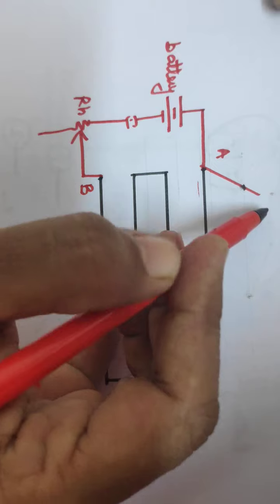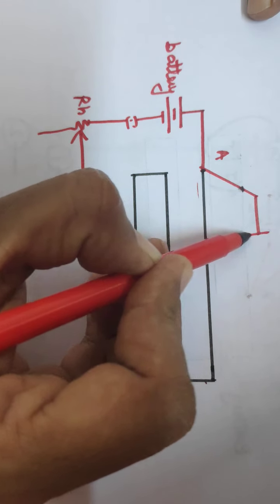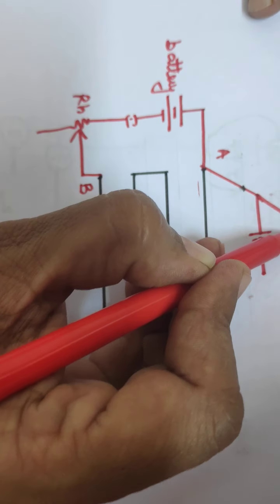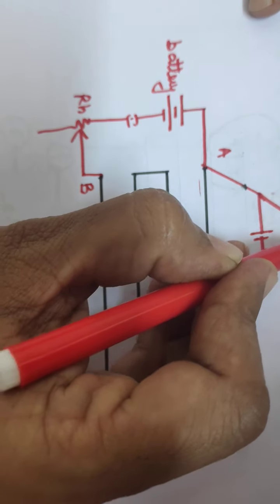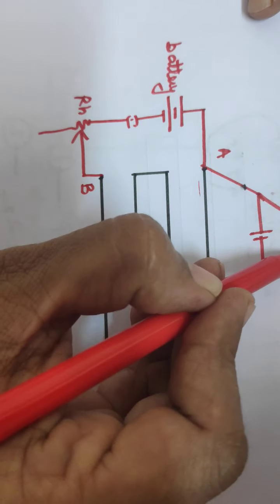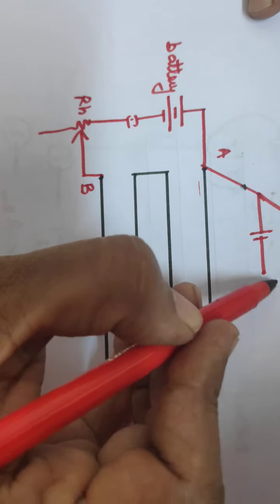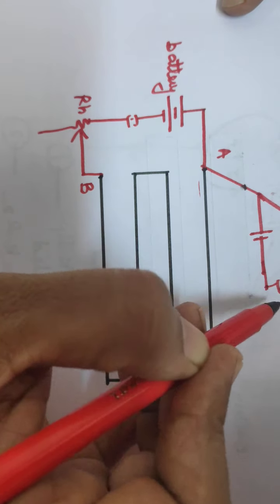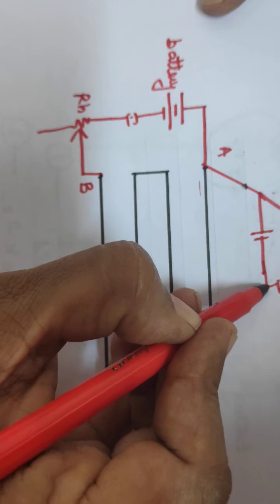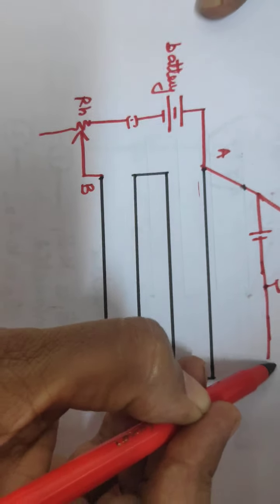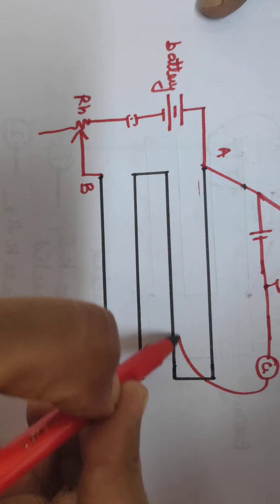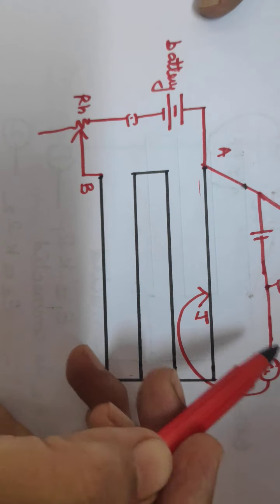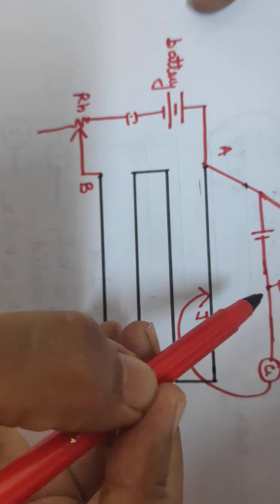Now from the positive end we connect a cell, and from this end also a resistance box, and both these are connected with a key, and this end is connected with a galvanometer, and the galvanometer with a jockey. Now in this, key K is open.